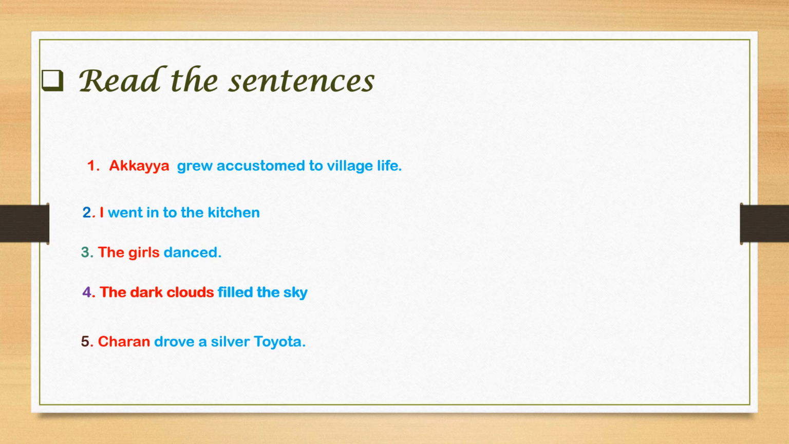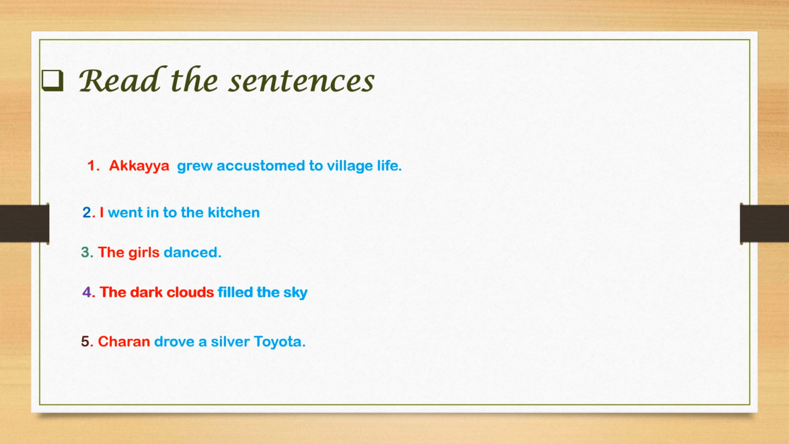These are the sentences that are given in our textbook. Textual exercise. First one. Akaya grew accustomed to village life. We are speaking about Akaya. So, Akaya is the subject. Grew accustomed to village life is the predicate. In the second sentence, I went into the kitchen. Who went into the kitchen? I. So, it is the subject. It has been highlighted in red color. Went into the kitchen is the predicate.